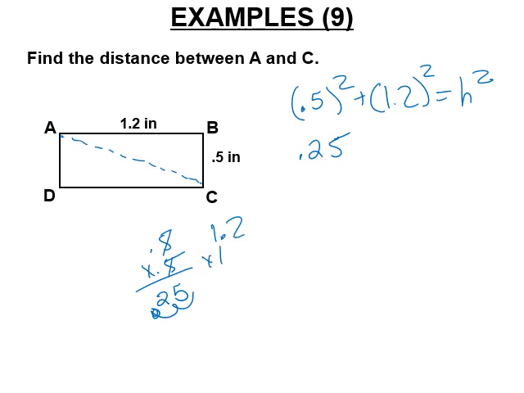1.2 times 1.2. 2 times 2 is 4, and 2. Step over, and 2, and 1. Looks like 144, but I'm moving the decimal twice. 1.44.